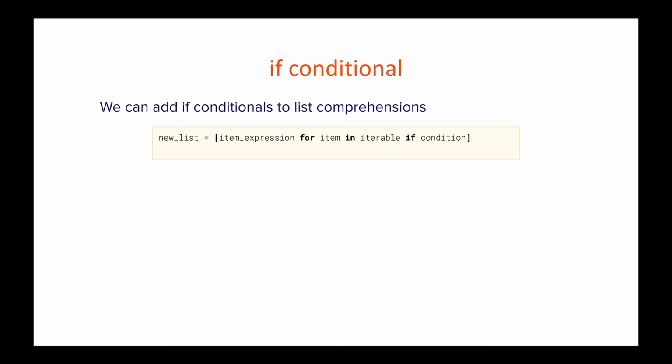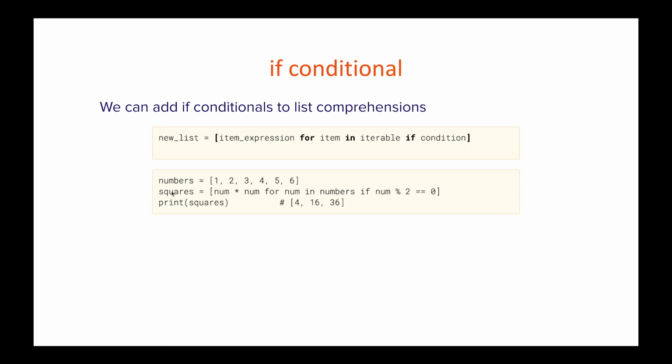So here we have our new list that is an expression for item in iterable. So we already know this. If condition, so we can add on top of the for loop, we can add an if condition. Okay, so we do the expression for every item in an iterable if a condition is true. So here is an example.